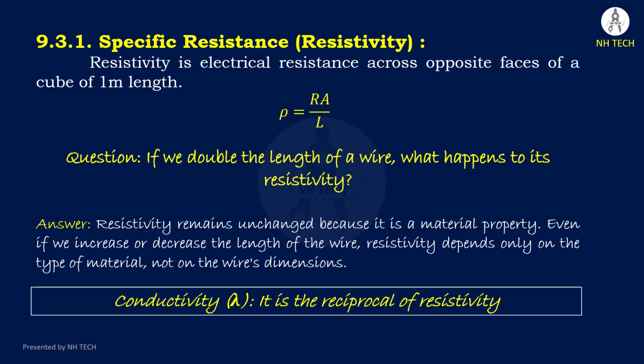There is another related term called conductivity, which is defined as the reciprocal of resistivity. It indicates how easily a material allows electric current to flow. A material with high conductivity has low resistivity and vice versa.